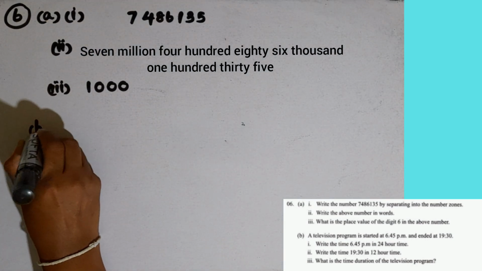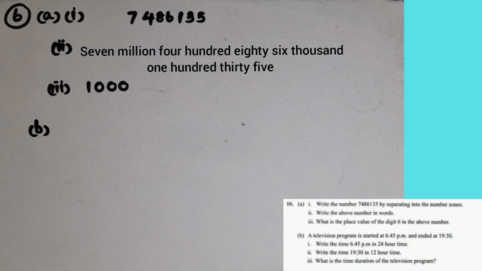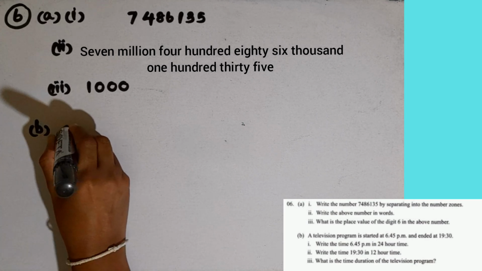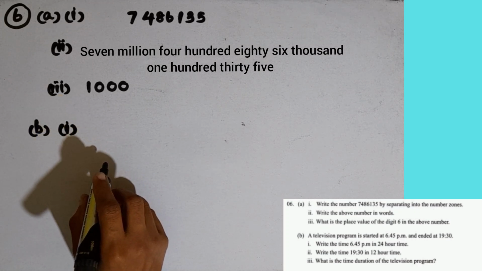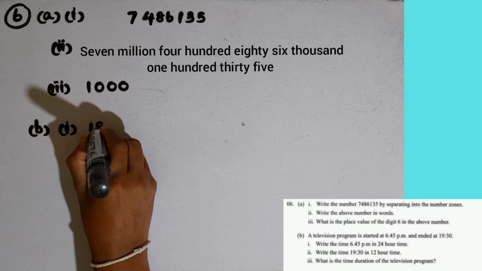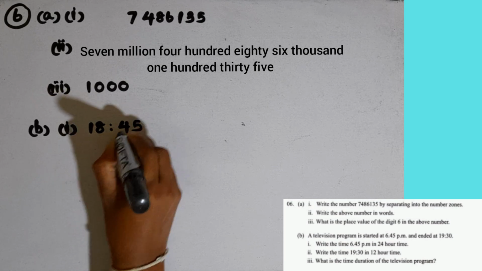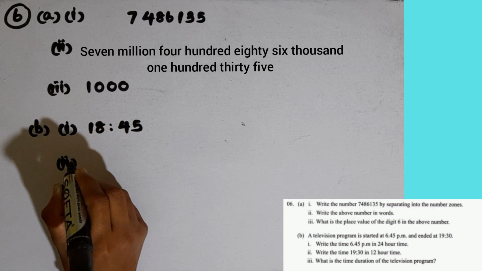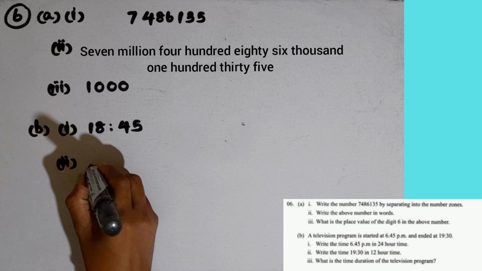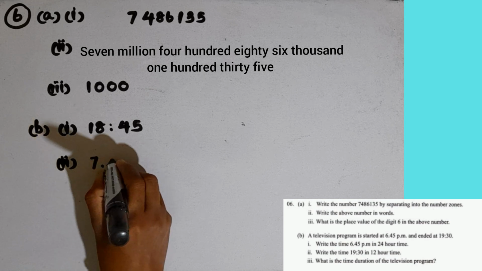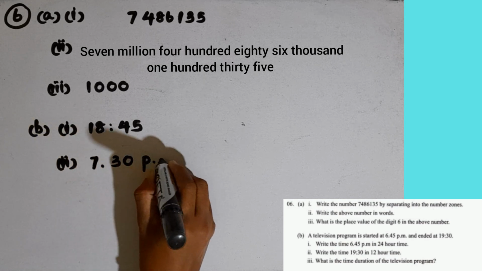Then B part. A television program is started at 6:45 p.m. and ends at 19 hours 30 minutes. First part. Write the time 6:45 p.m. in 24-hour time. 6:45 p.m. can be written as 18 hours 45 minutes. Then second part. Write the time 19 hours 30 minutes in 12-hour time. That can be written as 7:30 p.m.